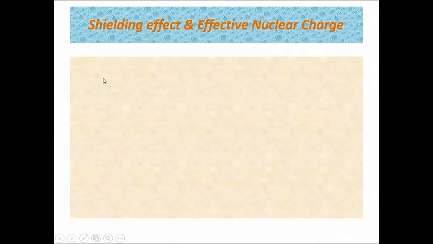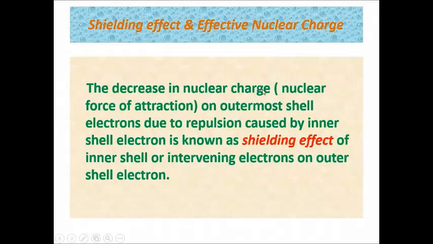Now let's see what we mean by shielding effect and the effective nuclear charge. The decrease in nuclear force of attraction on the outermost shell electrons, due to repulsion caused by the inner shell electrons, is known as the shielding effect of inner shell or intervening electrons on the outer shell electron. So in short, we can say there is a decrease in the nuclear charge on the outermost shell due to the repulsion of the inner electrons, and that effect is said to be shielding effect.